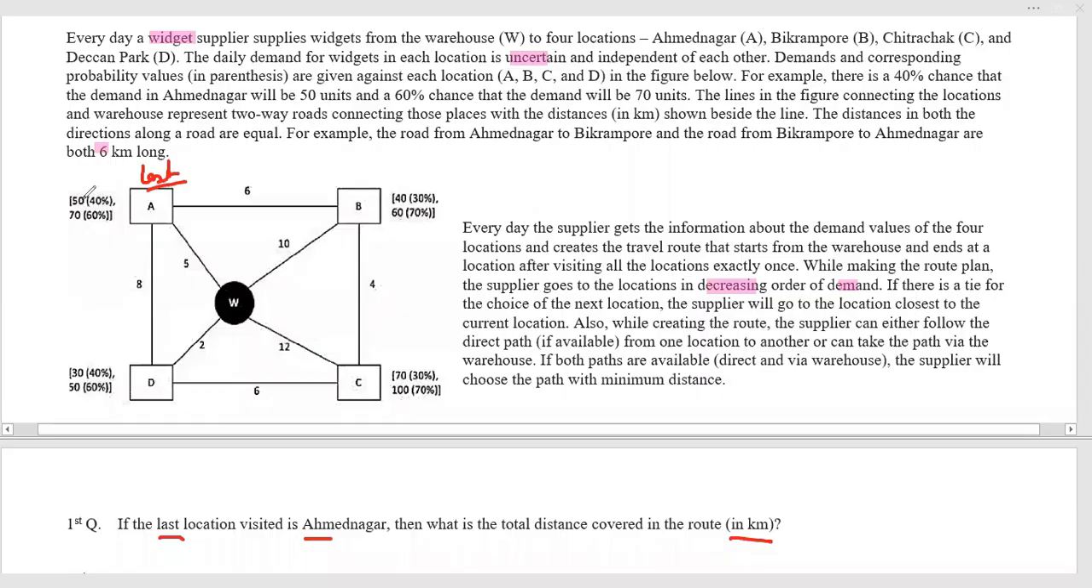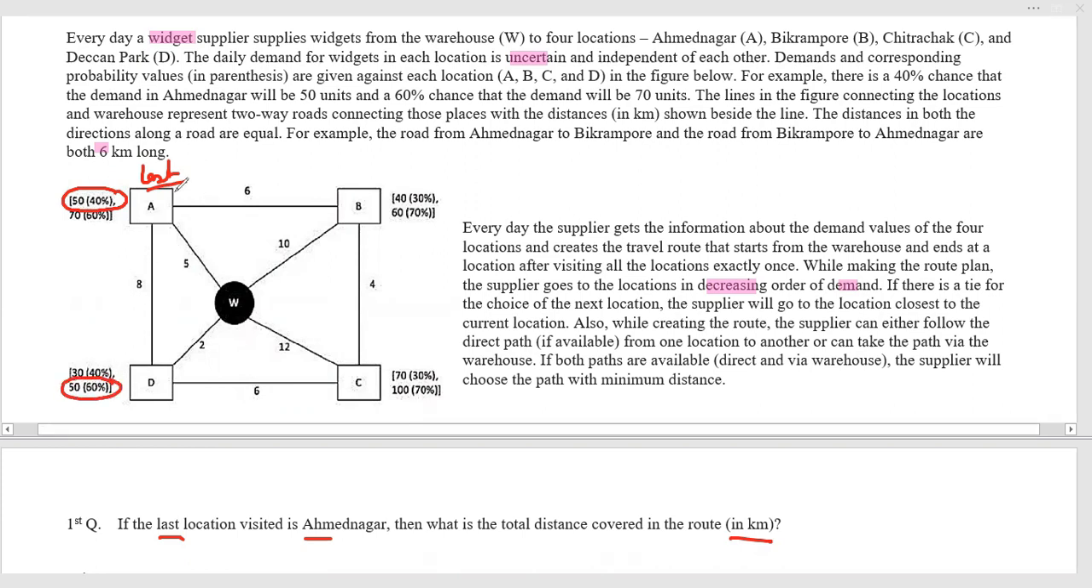If A is given as 70, then definitely A will be higher than D at any point of time. So A is not 70. The demand of A will be this zone, 50. And at that time, D needs to be more than or equal to A so that there is a chance that D is not the last. So definitely A will be this one, the higher value.